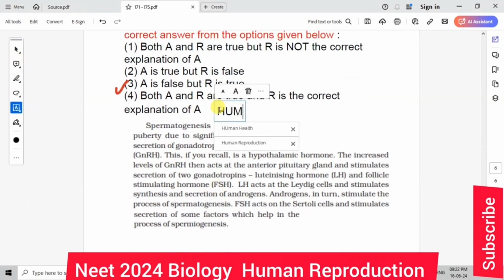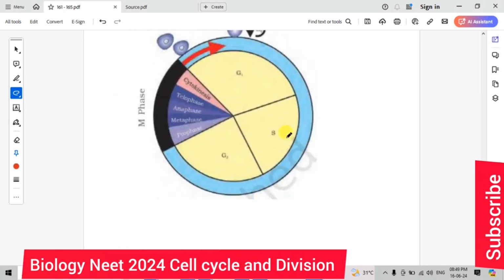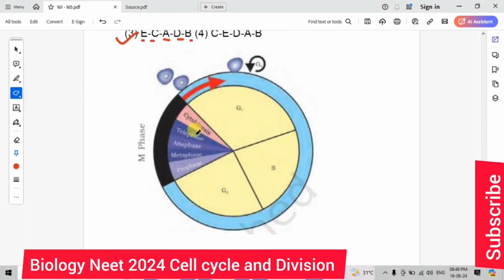Following are the stages of cell division. Choose the correct sequence of the stages. E, C, A, D, B is the correct sequence. Option 3 is the answer. E, G1 phase, gap 1 phase. Next, synthesis phase, also known as S phase. Next, A, G2 phase is the third one. Next, karyokinesis is the fourth one, and cytokinesis is the last, fifth one. So this is the diagram regarding the sequence of the cell cycle and divisions. And this question is from the chapter known as cell cycle and division.